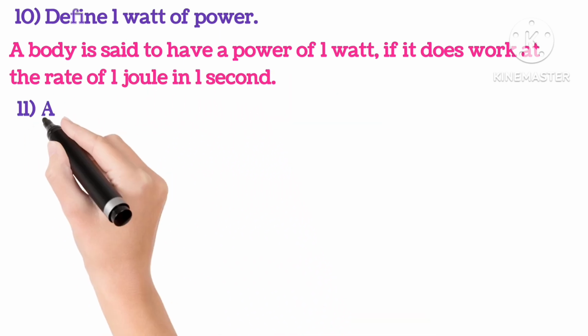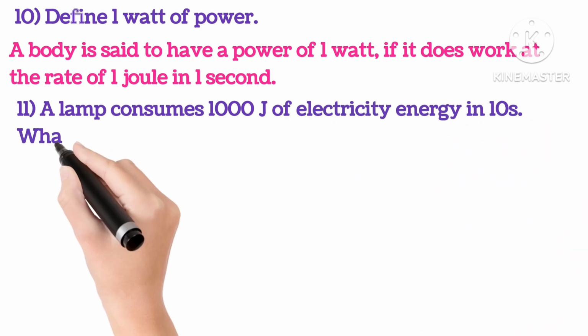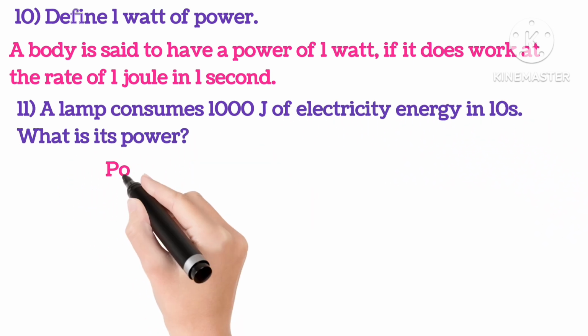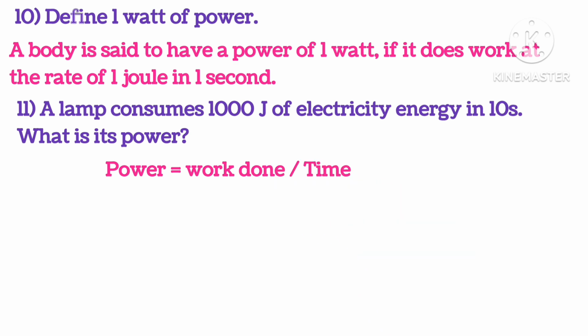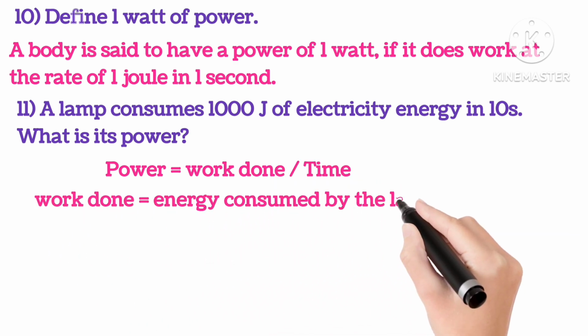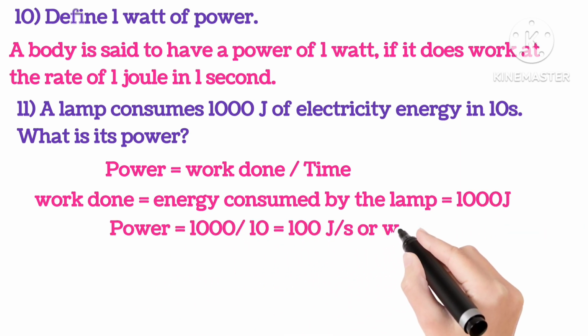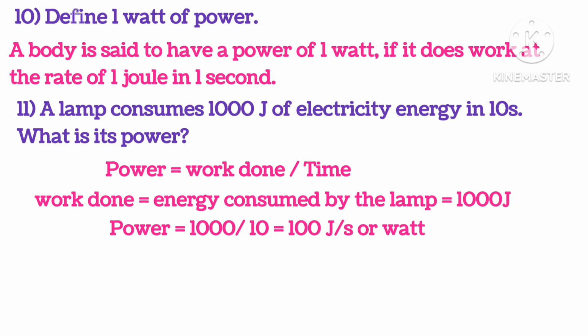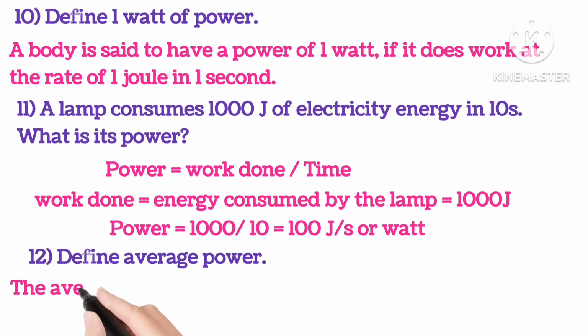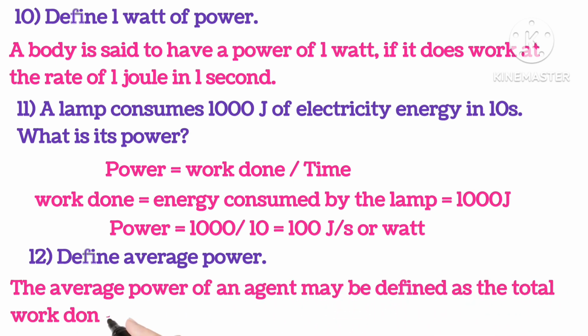A lamp consumes 1000 joules of electrical energy in 10 seconds. What is its power? So we know that power is equal to work done upon time. Work done is energy consumed by the lamp, that is 1000 joules. So power will be 1000 upon 10, that is 100 joules per second or watts. Define average power. The average power of an agent may be defined as the total work done by it in total time taken.